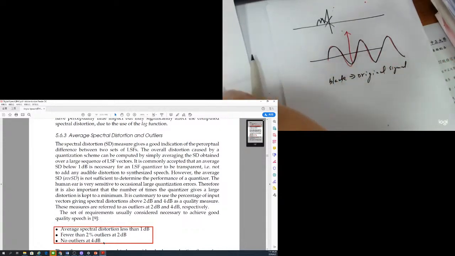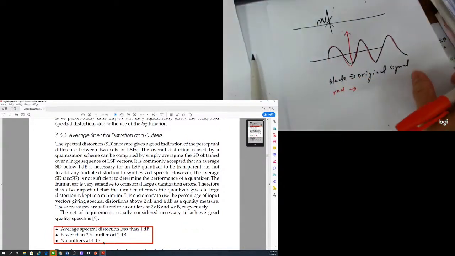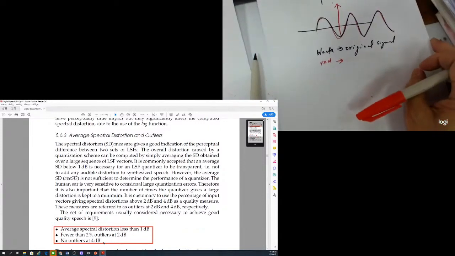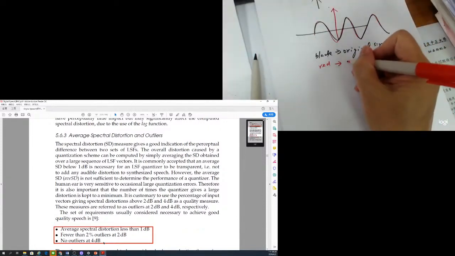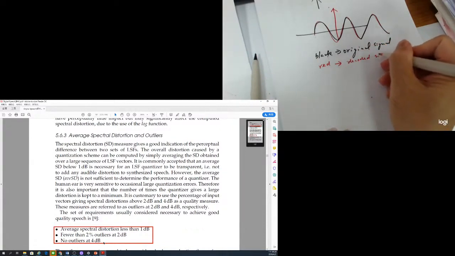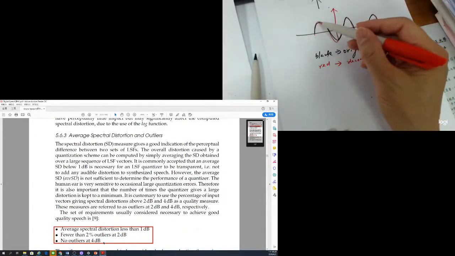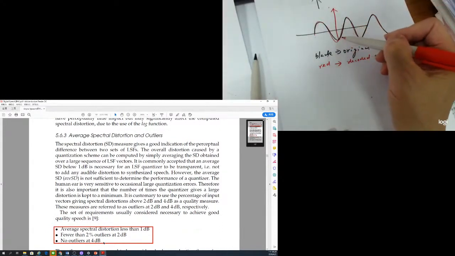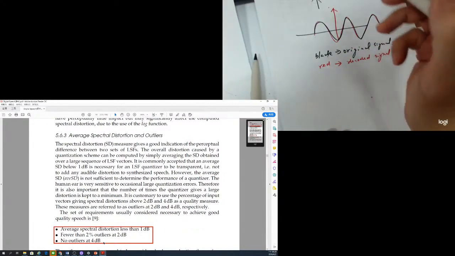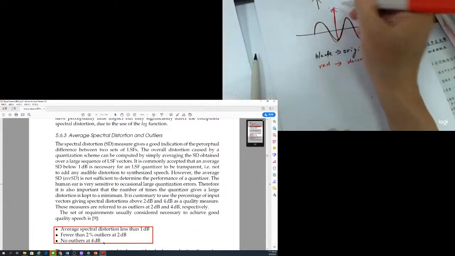The red one is your dequantized signal, so maybe it's a decoded signal. If you have a decoded signal, every point is a perfect match to the original signal. Only one point has a very big difference.